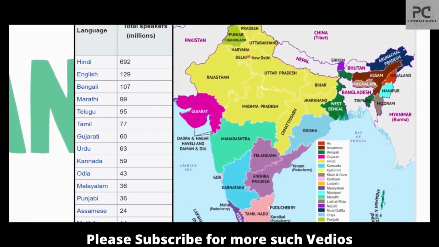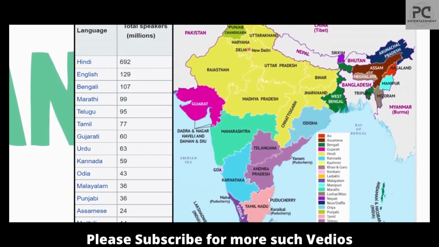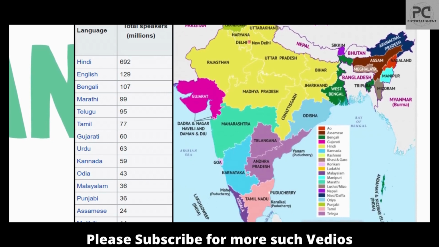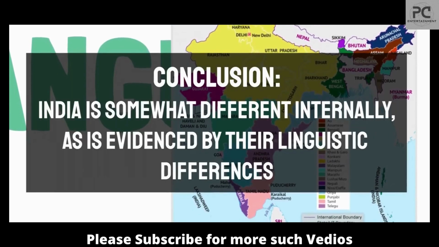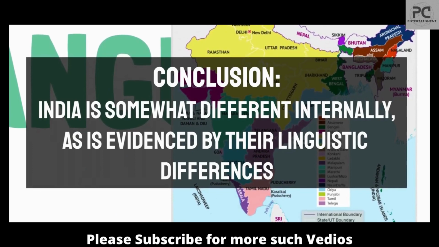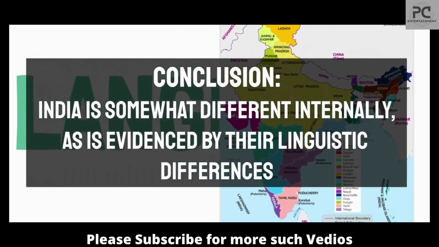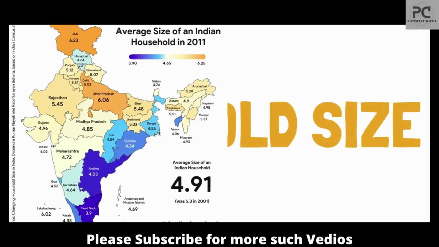Hindi is spoken by 692 million, English by 129, Bengali by 107, despite only being the largest language in West Bengal, Marathi by 99, and Telugu by 91. This allows us to understand the big cultural differences that exist within India and between its states, as evidenced by these linguistic differences. Next is this map about household size. The thumbnail might have been misleading because it said family size.